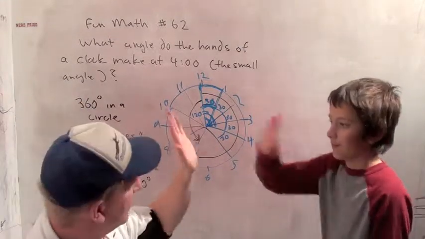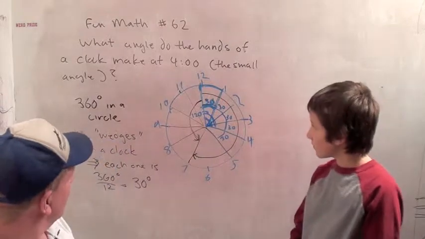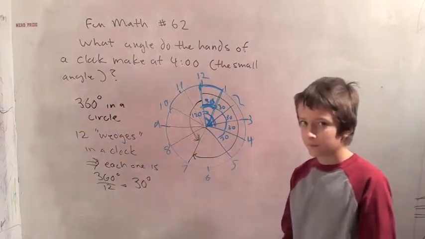All right, good job today. So the angle the hands make at 4 o'clock is 120 degrees. All right, good job, sweetie.